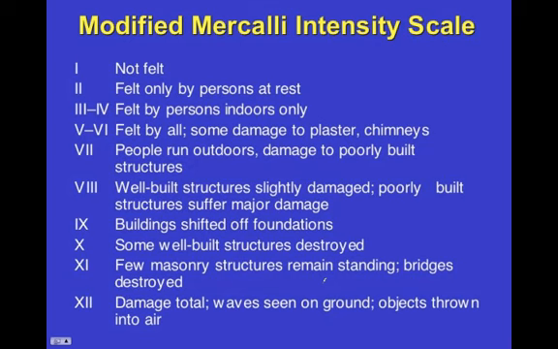You see that the scale here goes from 1 to 12, 1 at the top, where you don't feel anything, 12, damage is total, waves seen on the ground, where you see the ground actually fluctuate up and down, and objects thrown into the air. We still use the Richter scale today, but as extra information.